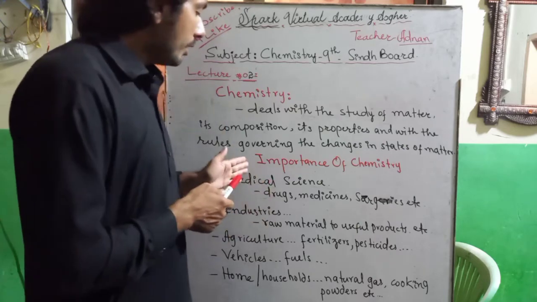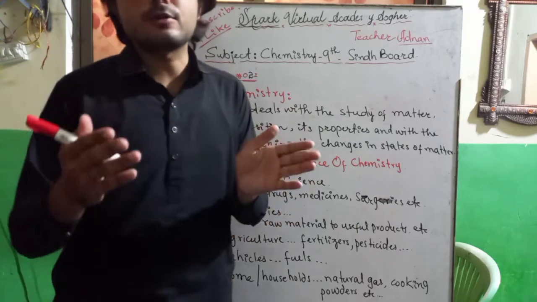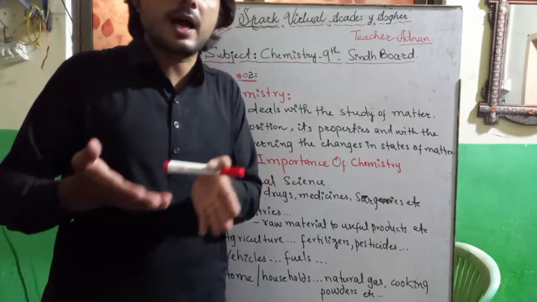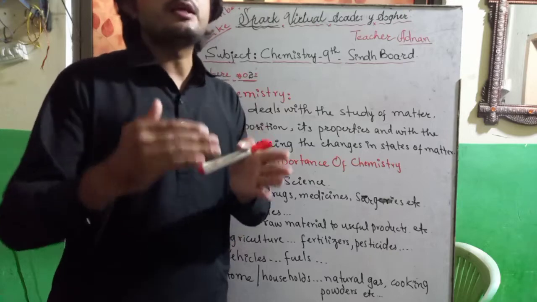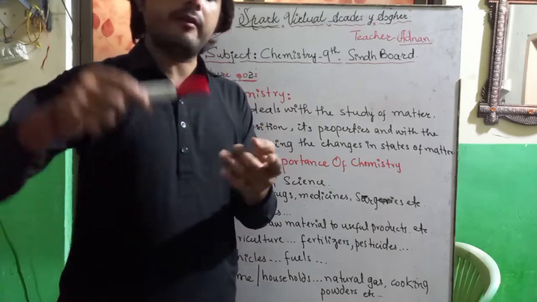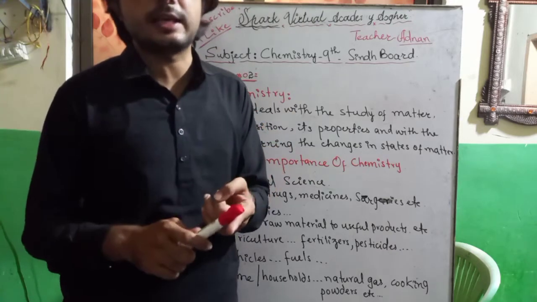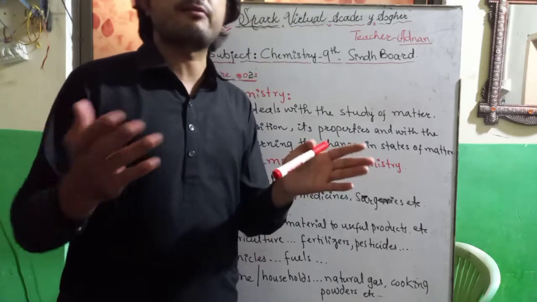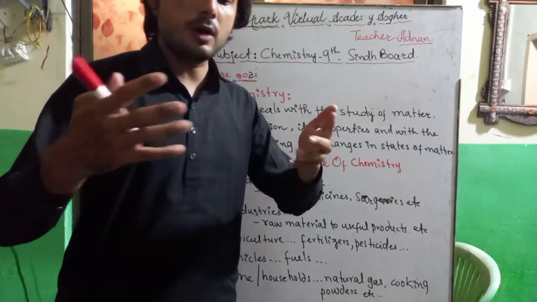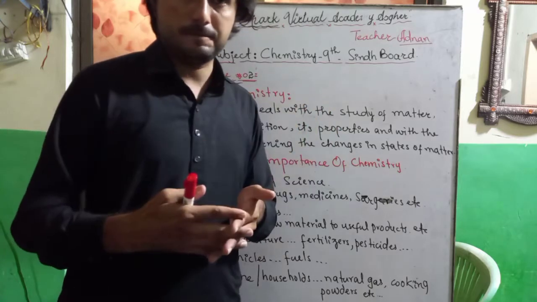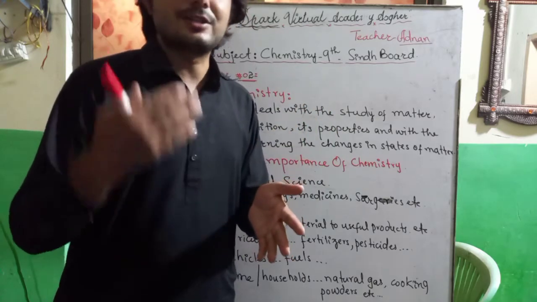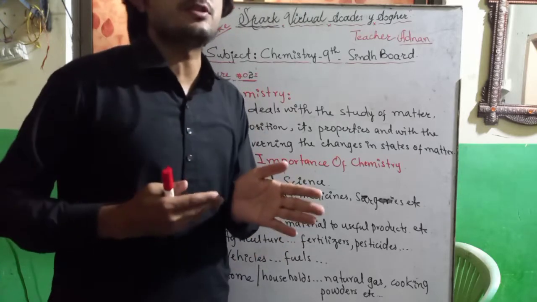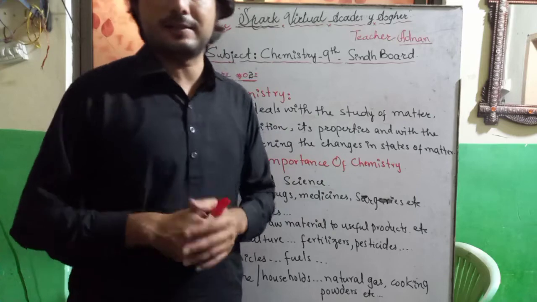However, let's talk about the importance of chemistry. How chemistry is important in our society. Basically, all the branches of science, either it is chemistry, physics, biology, zoology, or botany, all the sciences have their own importance and they all are correlated with each other. However, in today's lecture, we will only learn about the importance and uses of chemistry in our society.